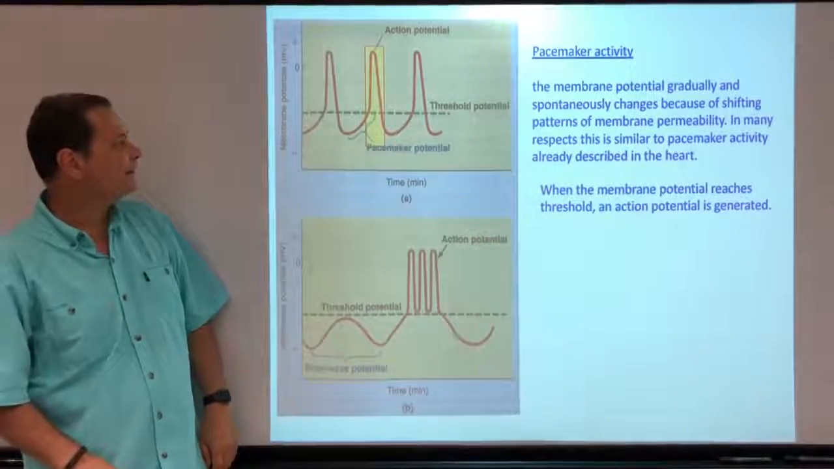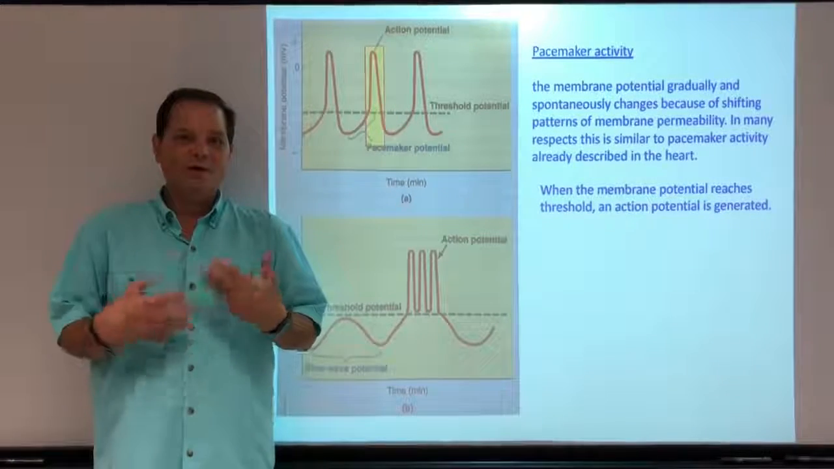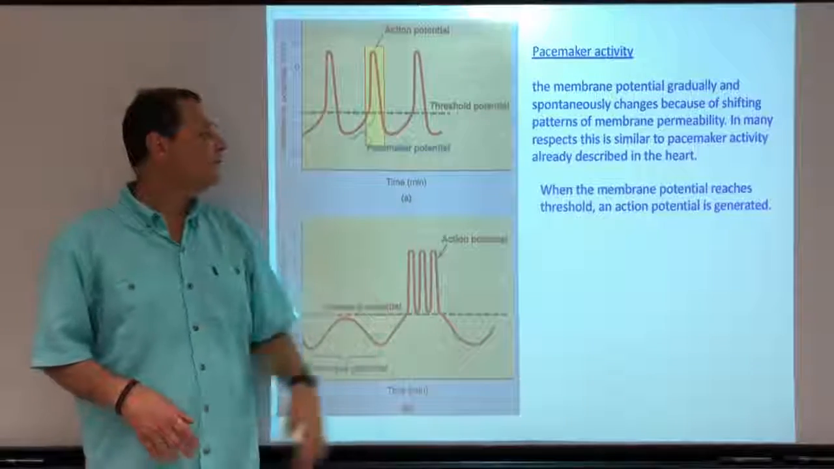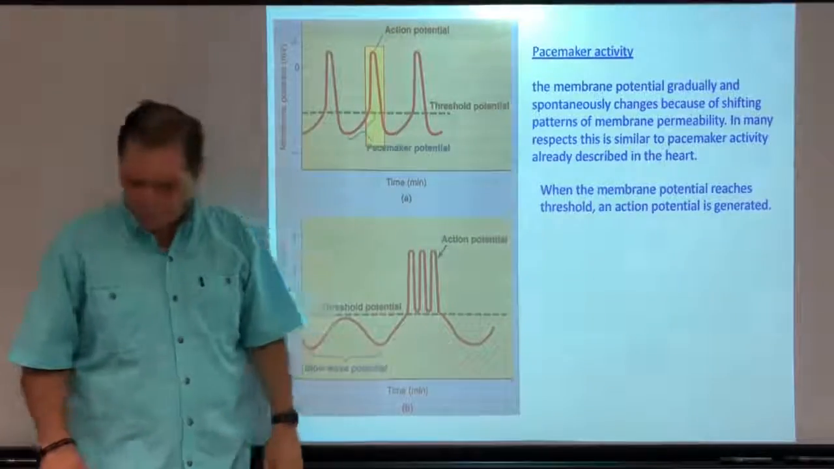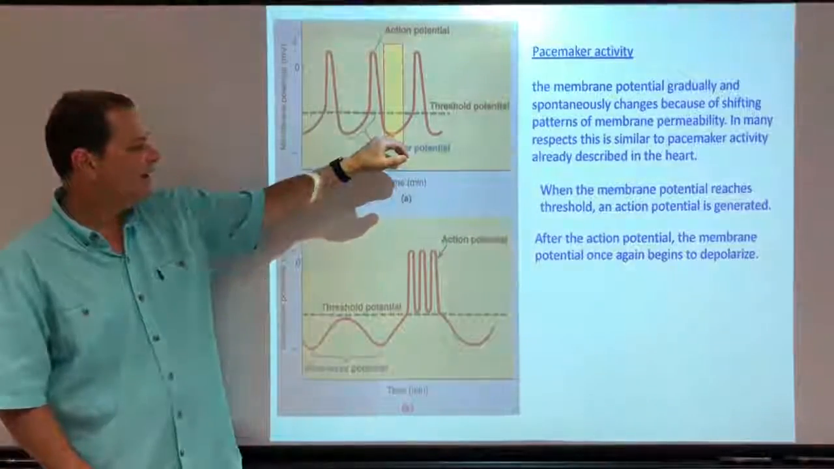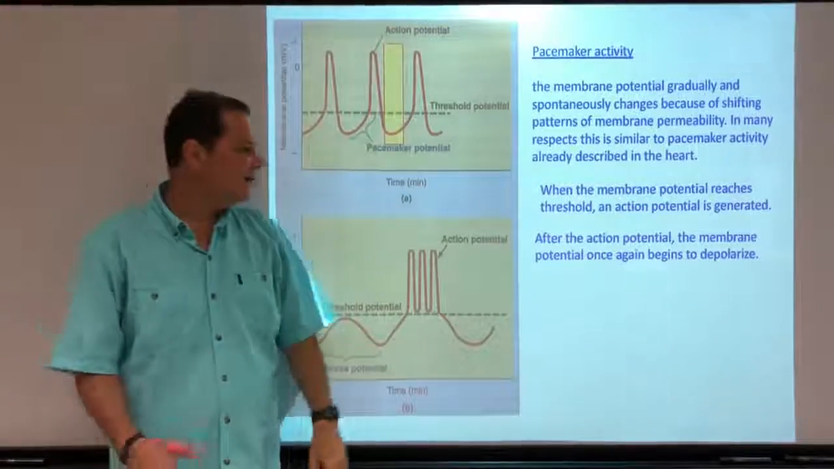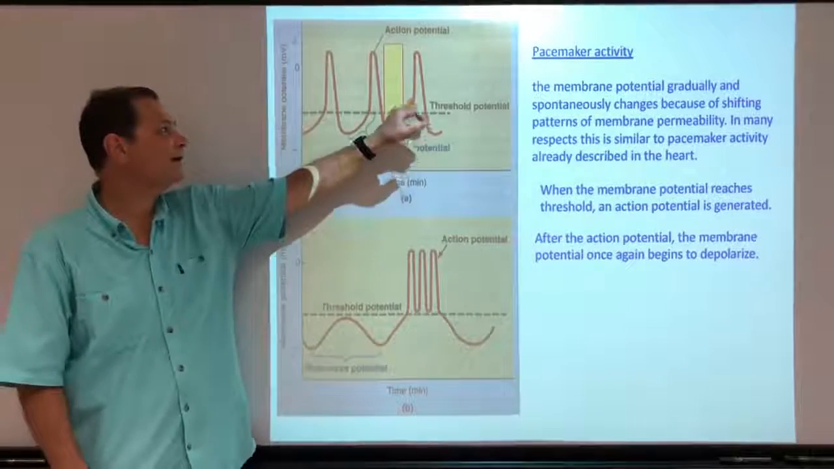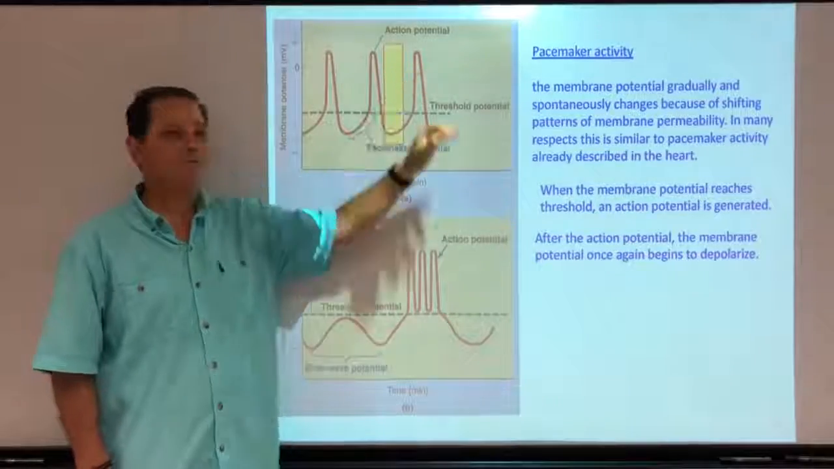When the threshold is reached, that is, a certain voltage in the tissue where an action potential can be generated, you generate a full action potential. Your voltage shoots up, hits a peak, and comes back down. And when it hits the bottom, you gradually increase the voltage again and depolarize the membrane, and it starts all over again until you hit threshold again and you throw another action potential. So you can see how this would generate rhythmic activity.